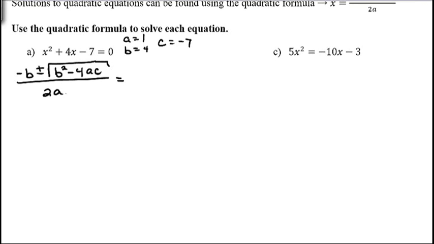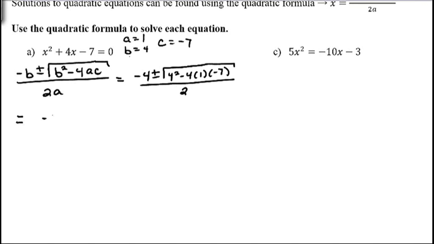Now plug those numbers into our quadratic formula. We want negative b, so that's going to be negative 4, plus or minus the square root of b squared, so that'll be 4 squared, minus 4 times a, which is 1, and then times c, which is negative 7. And then we want to divide this by 2 times a, and since a is 1, it's just going to be 2 this time.